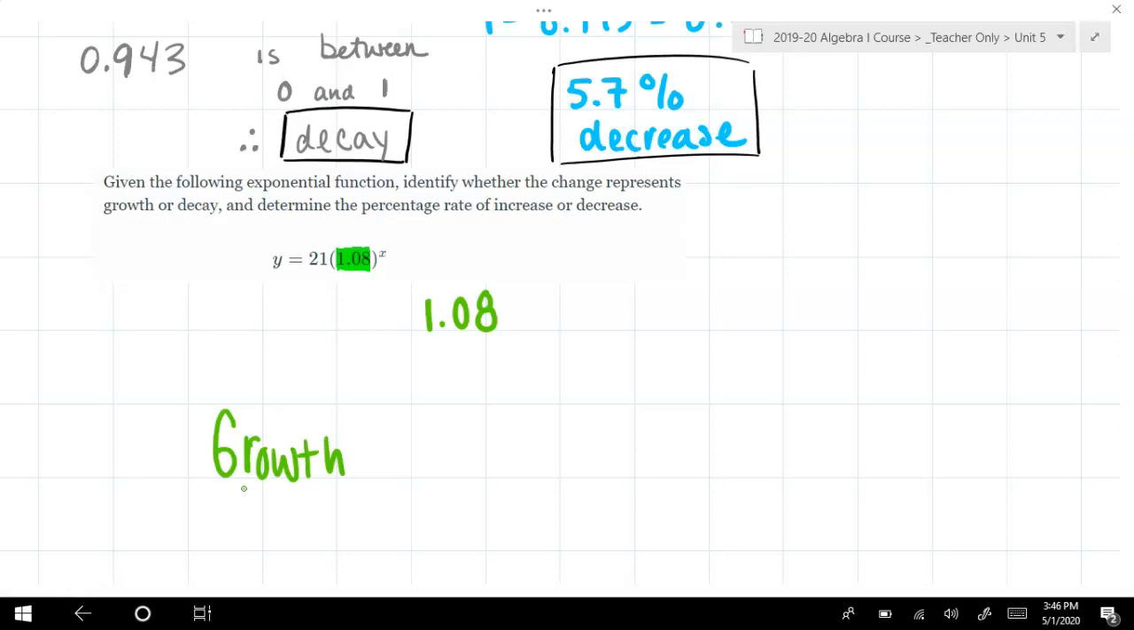Since it's growing, we'll have an increase of what amount? Well, comparing this to 1, okay, we're going to compare this number to 1. This number is greater than 1 by how much? The 0.08, so there's an 8% increase.